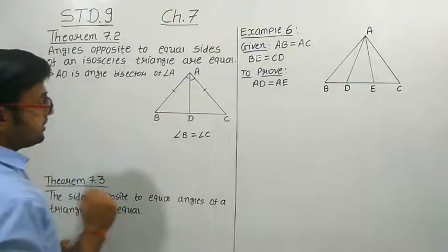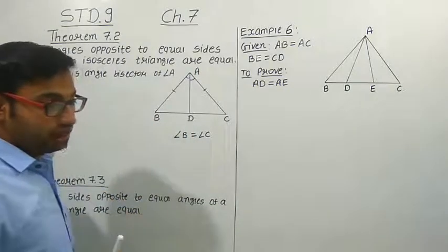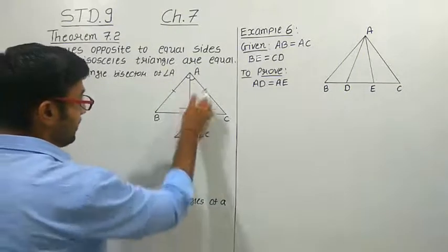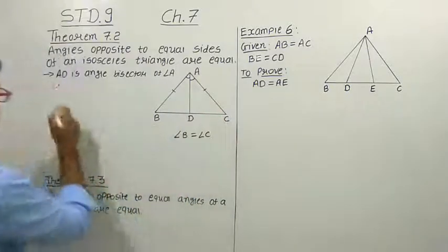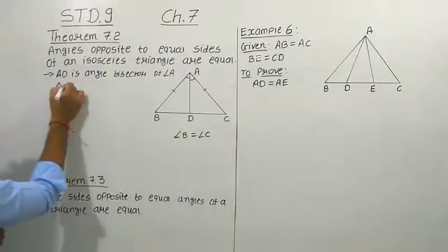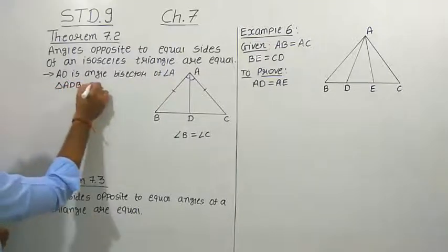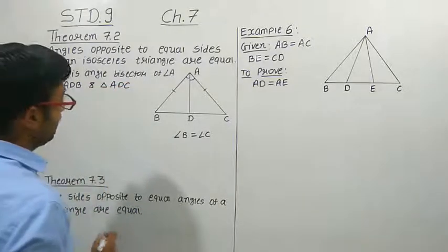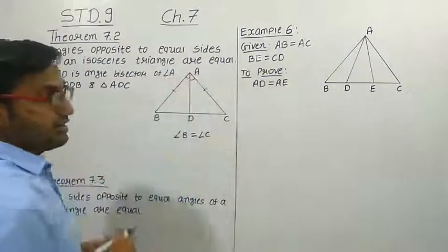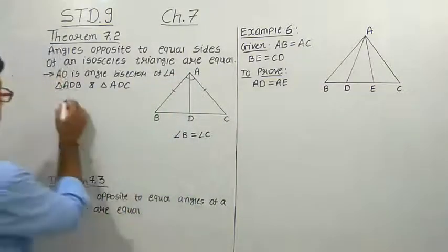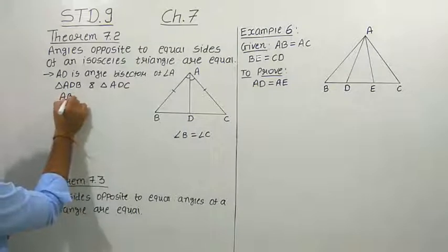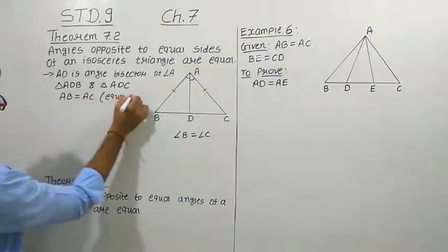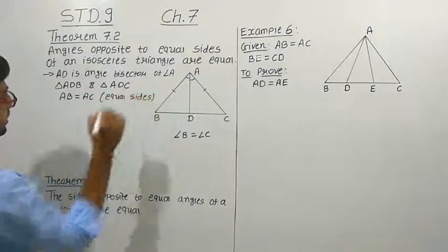Okay, now if we want to prove that B and C are equal, how can we prove this? Obviously using the congruence of two triangles. So let us consider the two triangles ADB and ADC, right? Here we are given that sides AB and AC are equal because it is an isosceles triangle. So one condition we can write down is AB equals AC. What is the reason? Equal sides, right?